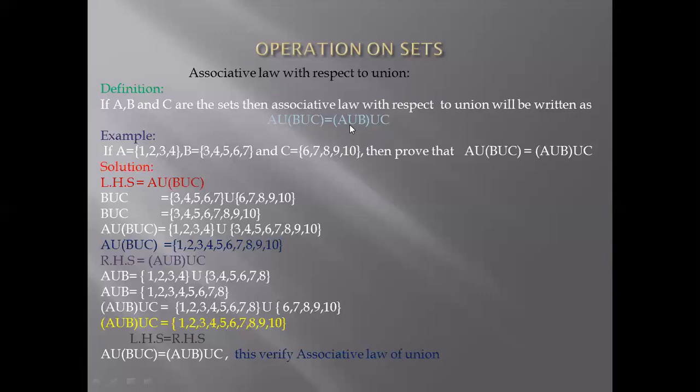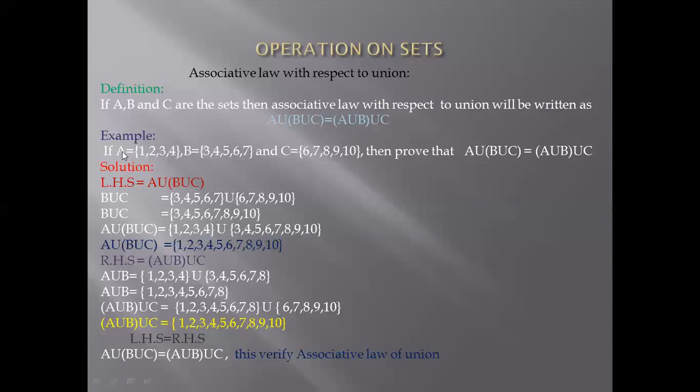In commutative law, only the sets change position. A comes to B and B comes to A. But in associative law, because we need three sets, here they change the partners or they change the brackets. Now I explain this with an example.